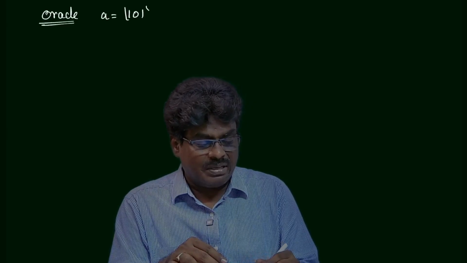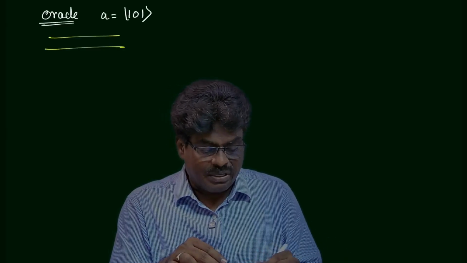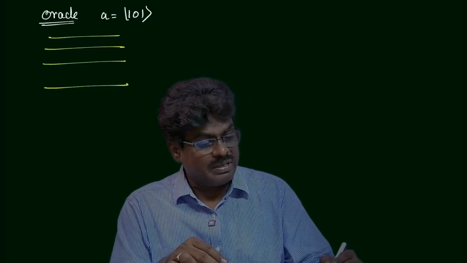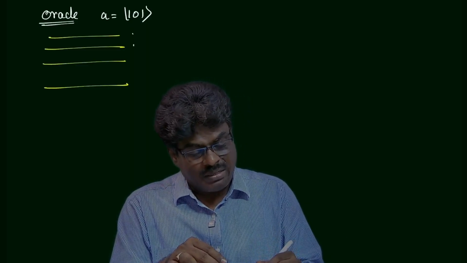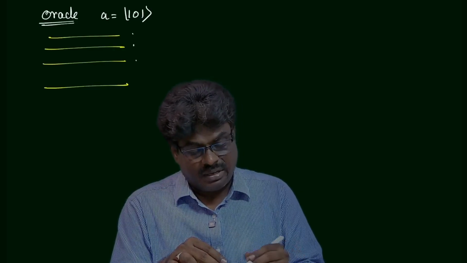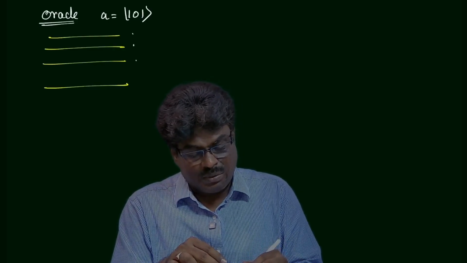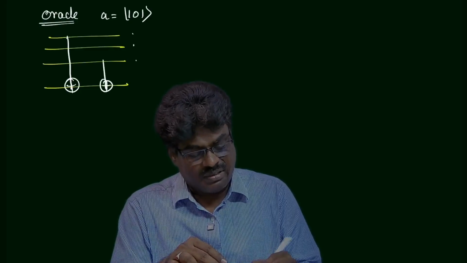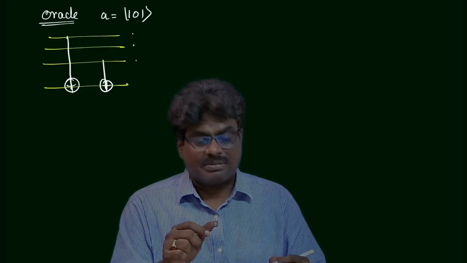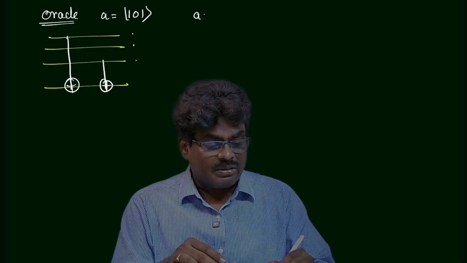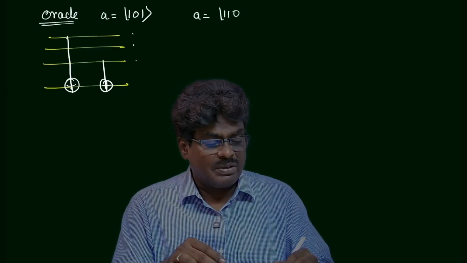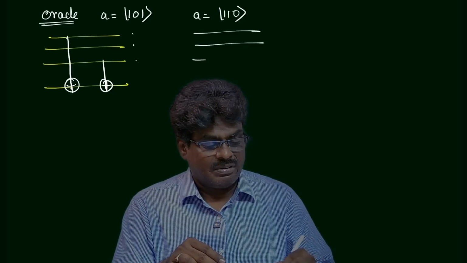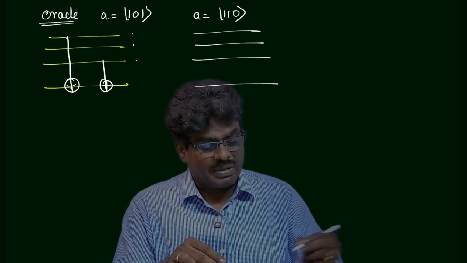If you want the oracle for a equal to 101, here we have 3 qubit states and here the last one. So we want to get 101, okay, right? So that's why in the middle there is no C naught. Here is C naught and the last one is C naught. Okay, that's it. And if you want the oracle for 110, so 3 qubits and here the last one.